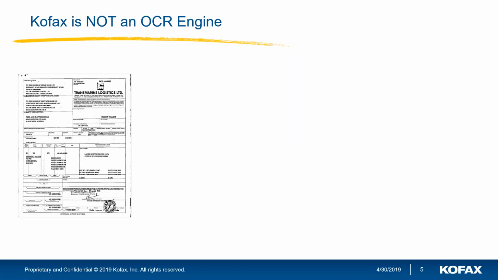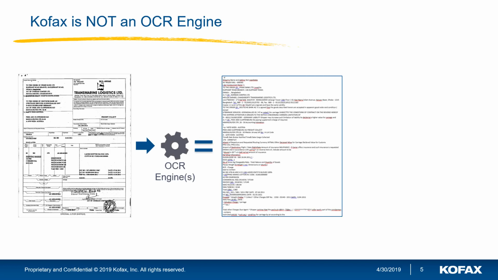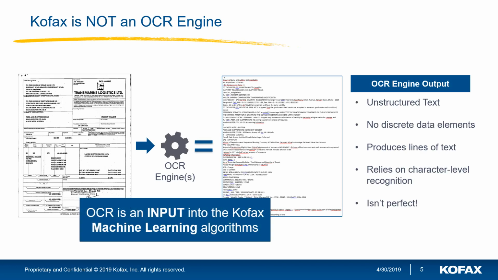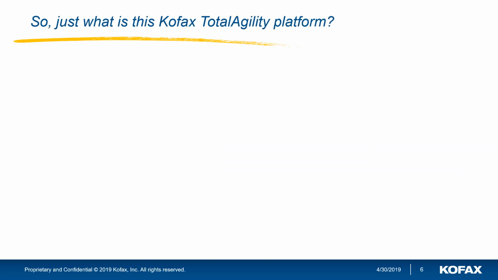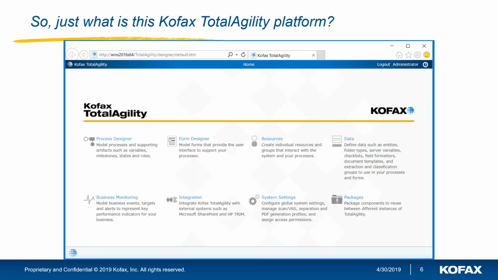So a little bit of background about Kofax. It's not an OCR engine. OCR engines extract data off of documents, but it's unstructured text and it isn't perfect. Kofax uses this as input to the machine learning algorithms that we apply in our platform. So the OCR is the starting point to get to that data, but it's not the only thing that we do. So just what is this Kofax TotalAgility platform?